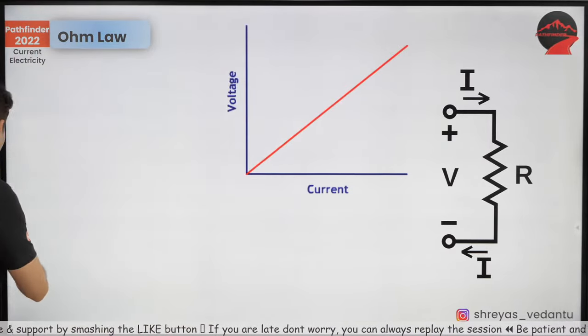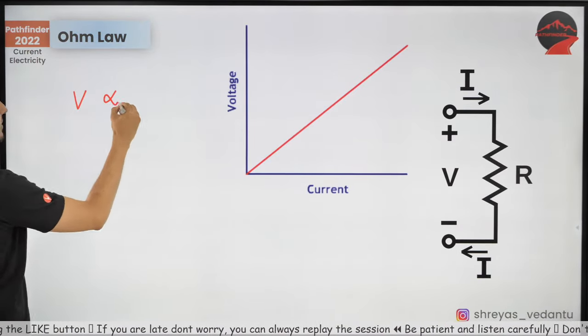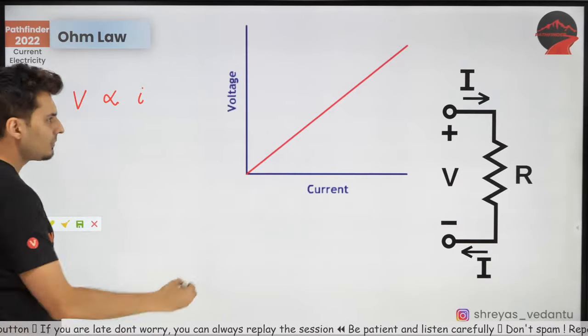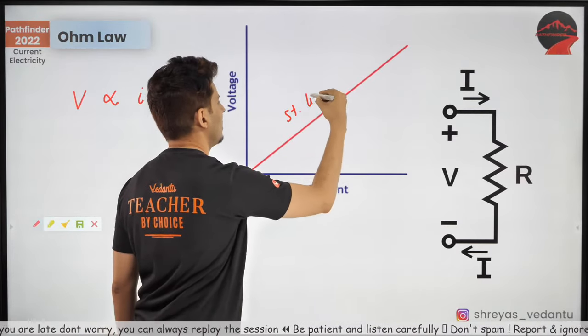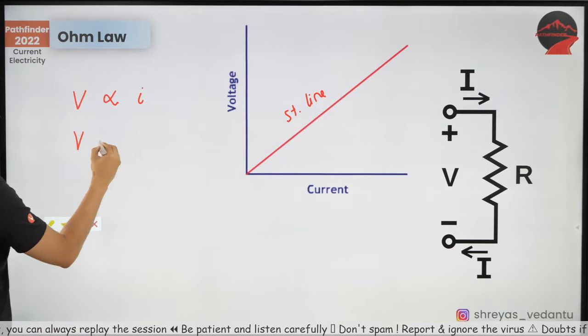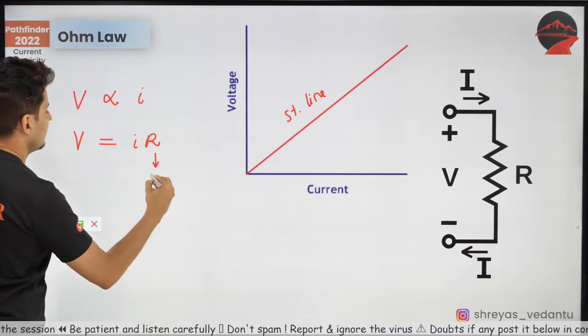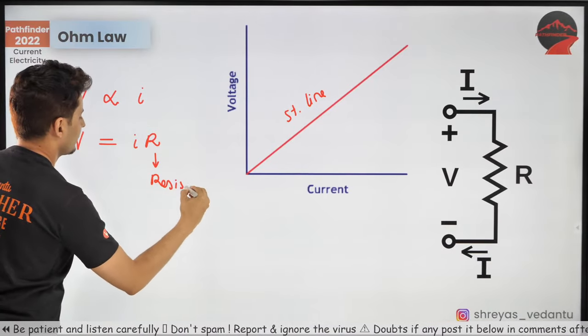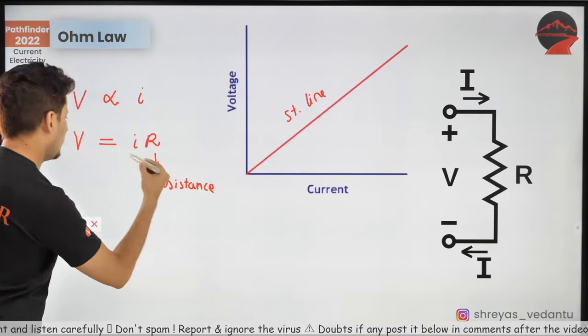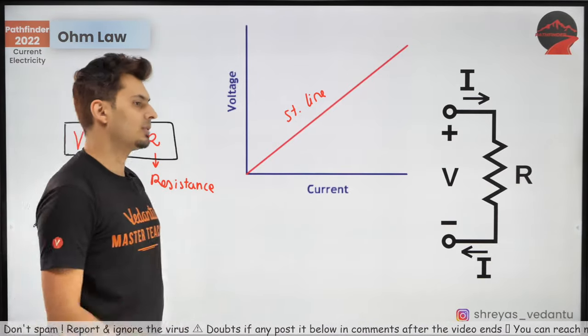So he found out the graph is a straight line. And then he said, okay, if it is a straight line, that means the voltage is directly proportional to the current. Come on, this is a straight line, of course. So voltage is proportional to the current. And then that constant of proportionality, he called it R. And this R is nothing but the resistance. Now you might be like, oh, okay, so this is Ohm's law. Yeah, done. But no, this is not Ohm's law.